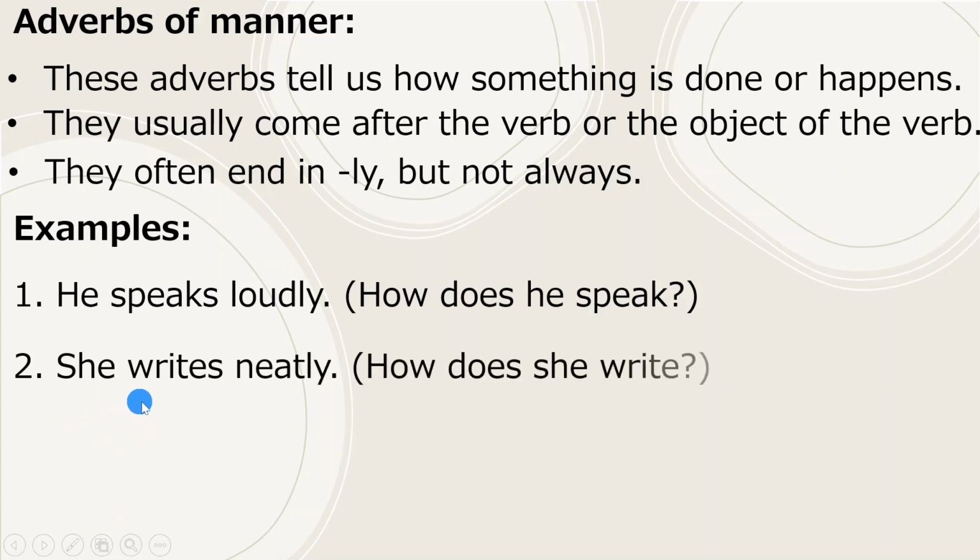Then number two, she writes neatly, okay? So she writes neatly. You see, they are ending with y and they are coming after the verb. So the verb in this sentence is speak. Then loudly is coming after the word speak, and then it is ending with y. Okay, so he speaks loudly. Then here she writes neatly. So it is answering how the writing is done. Then it is saying she writes neatly.